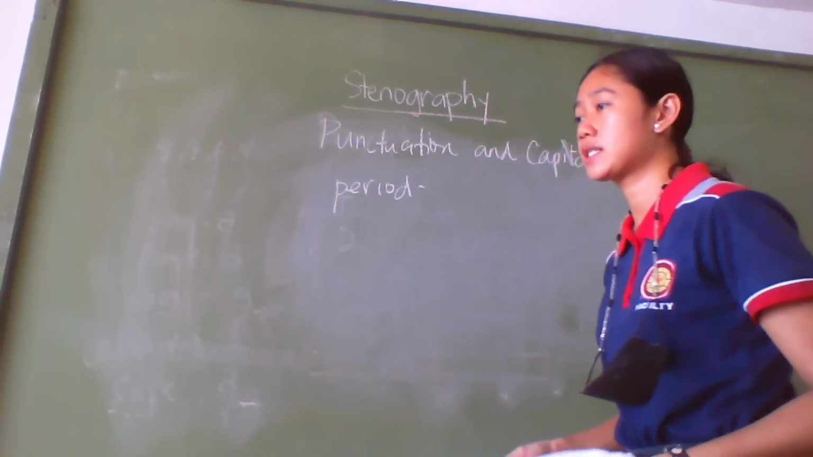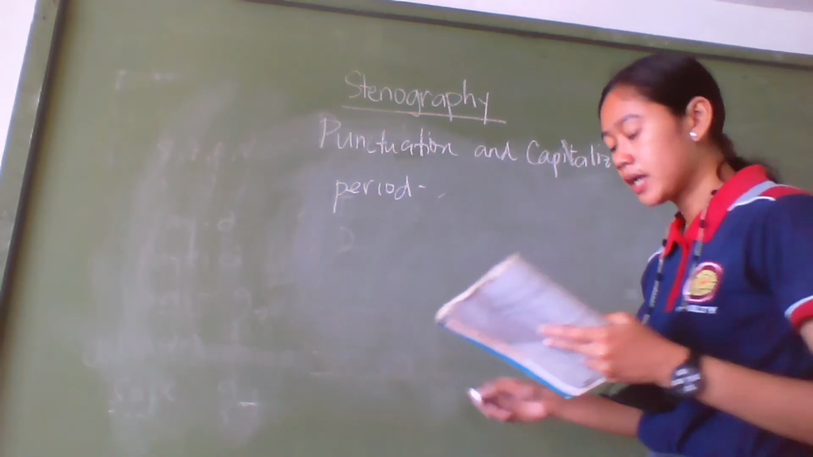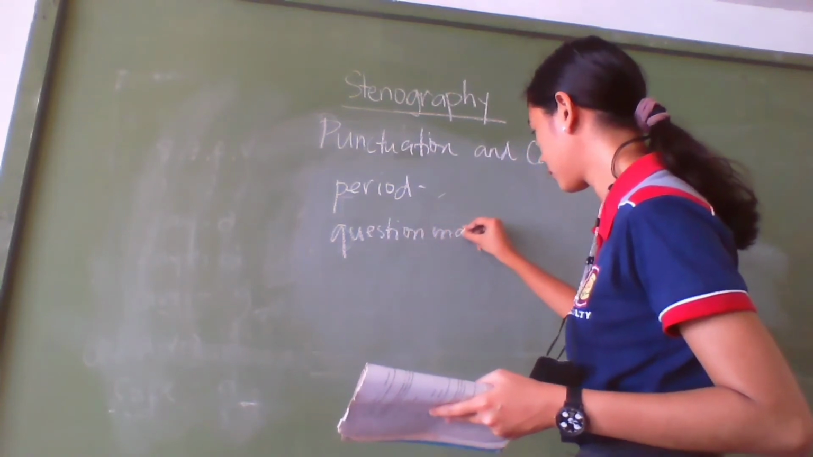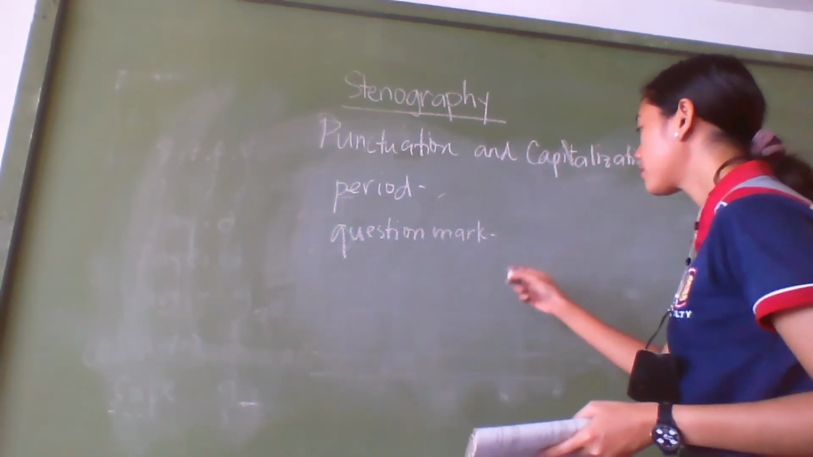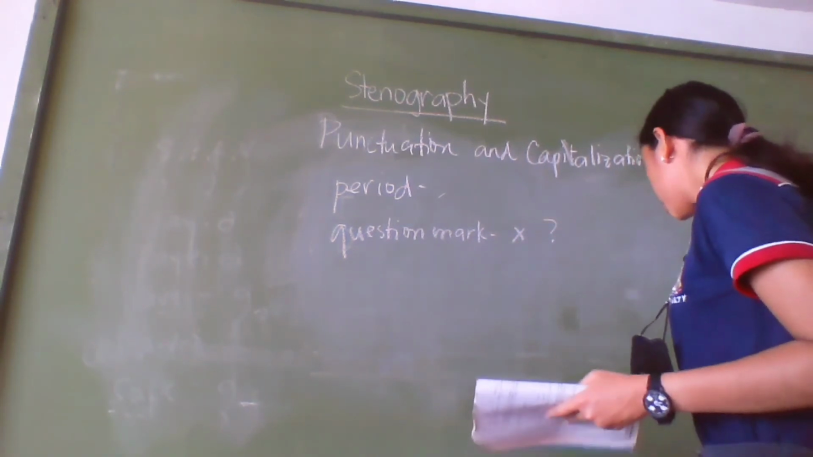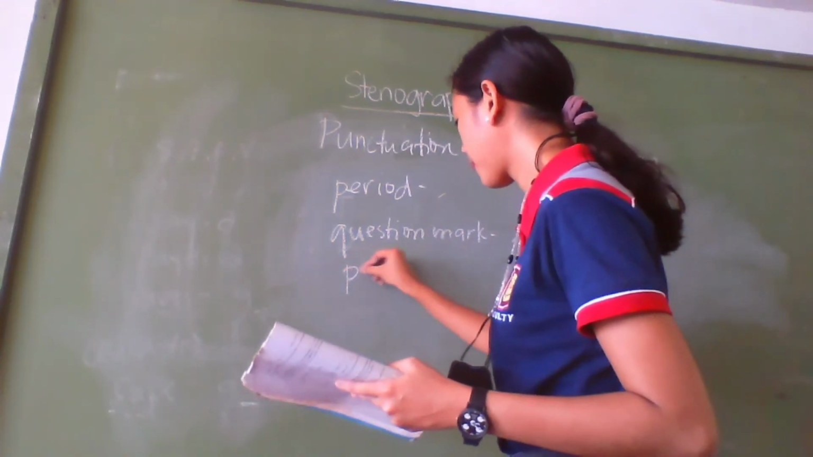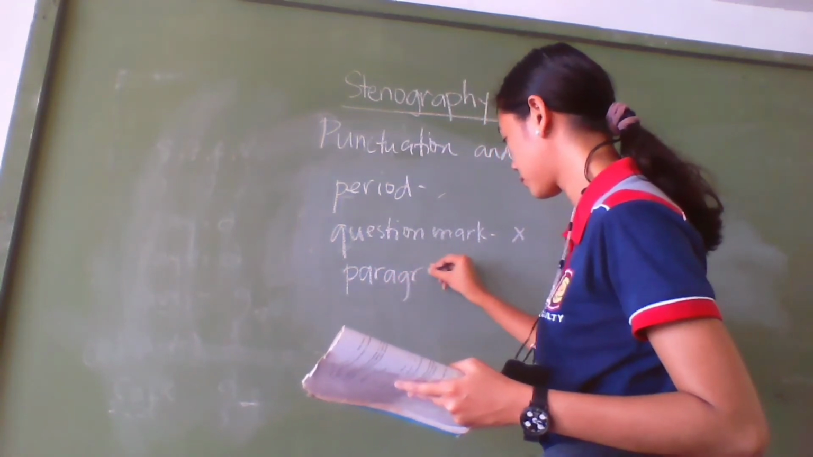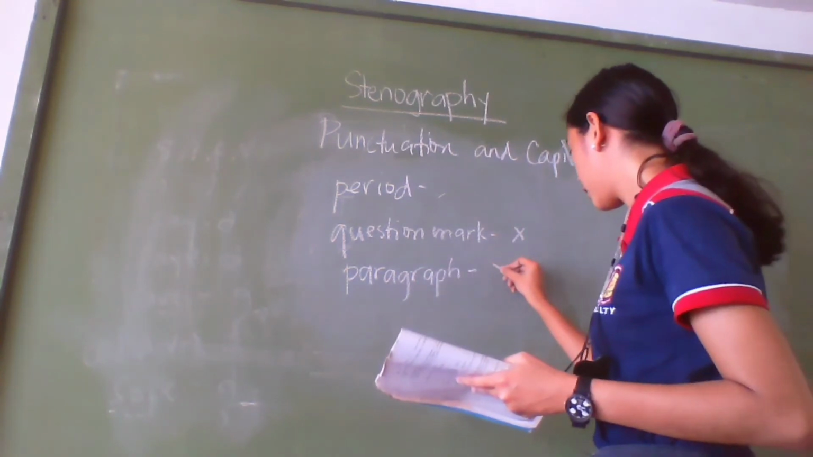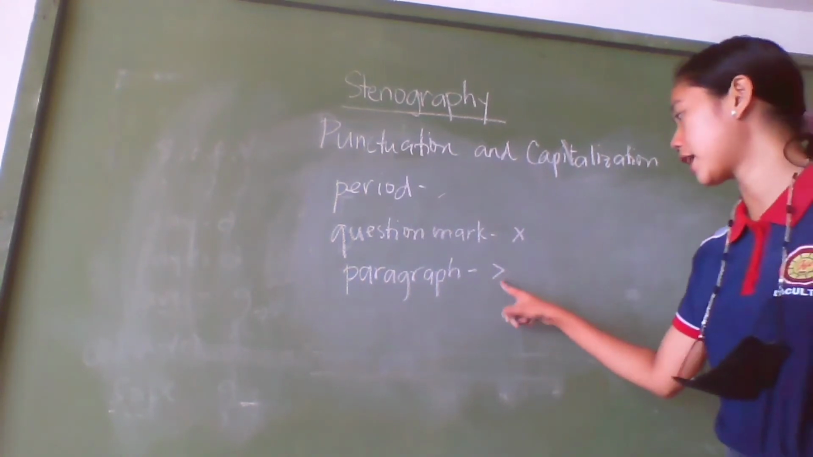The period is just slightly slanted. The question mark is X. It's usually a hook, but in shorthand, the question mark is X. And then the paragraph is like this, a more-than sign. The paragraph is a more-than sign.